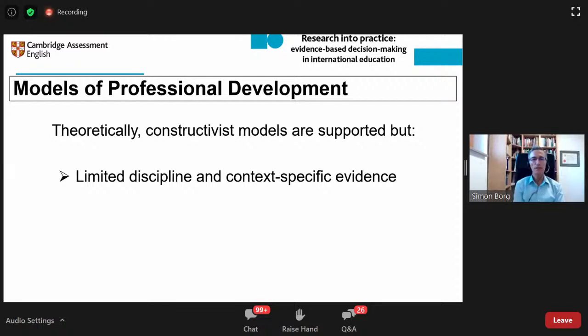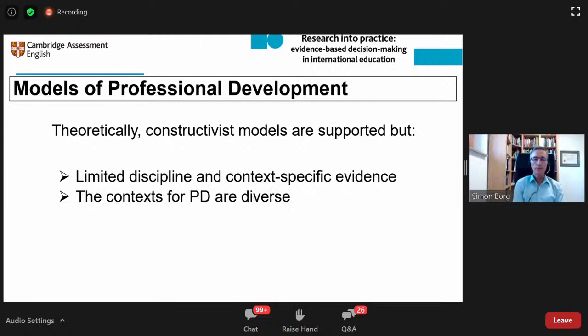First of all, a lot of the evidence and the theorizing around constructivism comes from particular contexts, such as North America, for example, which has been an important source of insight. However, limited evidence about the use and value of constructivist models exists, A, in relation to specific disciplines, and B, in relation to specific contexts. So we do need to be critical in taking models that have been developed in particular contexts and applying them to contexts which may be very different.